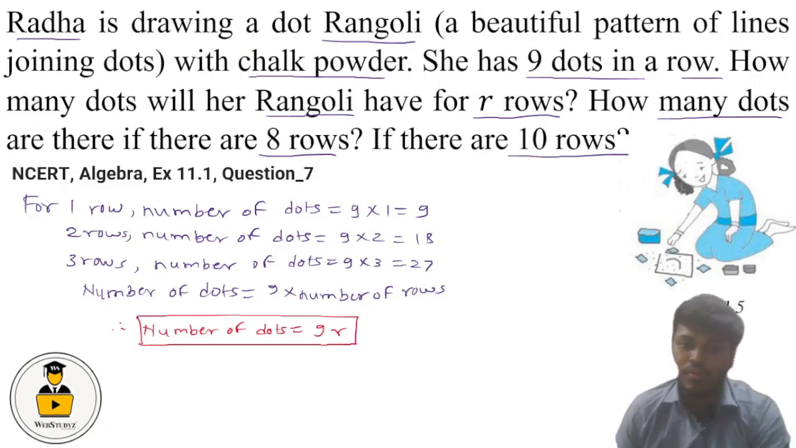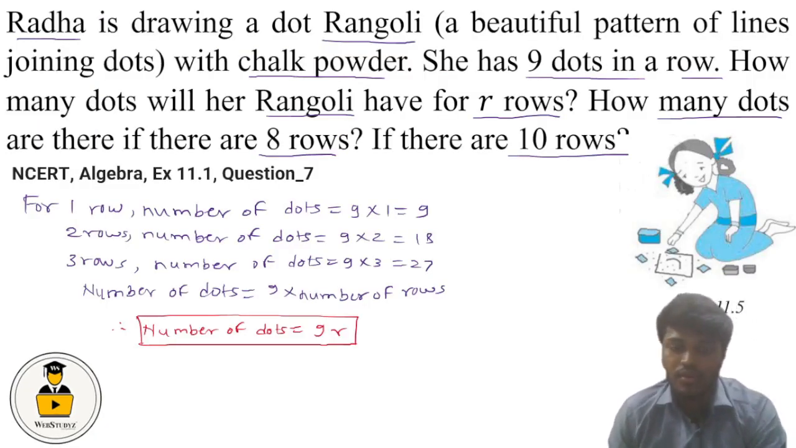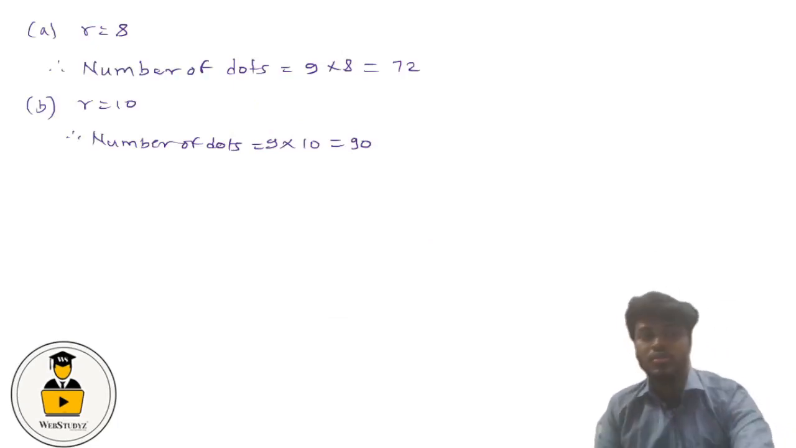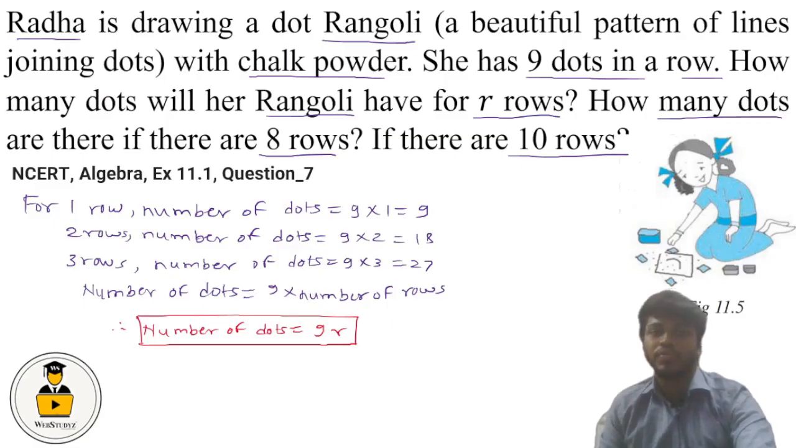So in this question, we found the general rule for the number of dots, and after that we substituted the value of r to find the total number of dots present in the rangoli. So I hope you have understood it well, and thank you.